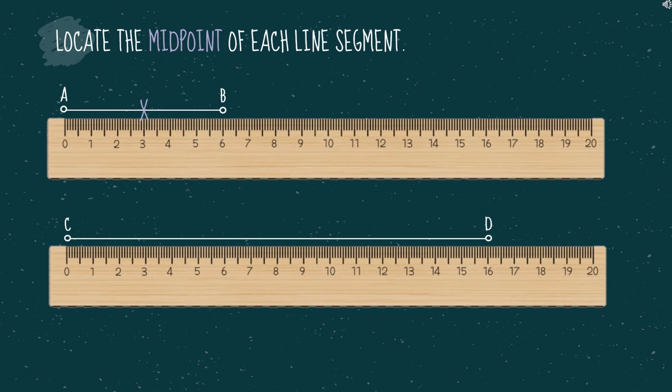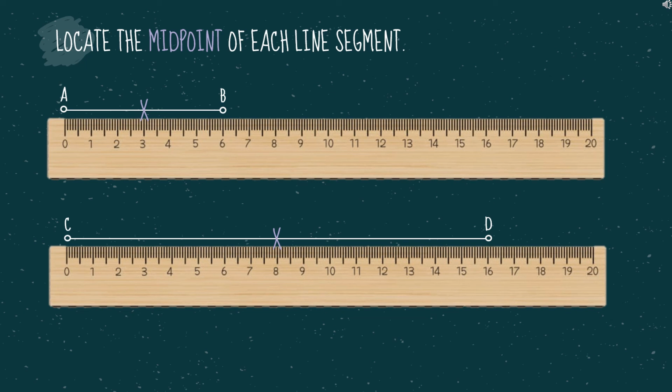So for number 1, we know that number 3 is in the middle of 0 and 6. What's half of 6? 3. So we find number 3 on the ruler and we draw an X right above it on the line. That is the midpoint. For the second one, we need to find the number that's in the middle of 0 and 16. Can you see how the line begins at 0 and ends at 16? So what is half of 16? The answer is 8. So we find number 8 and we draw an X on the line just above it.